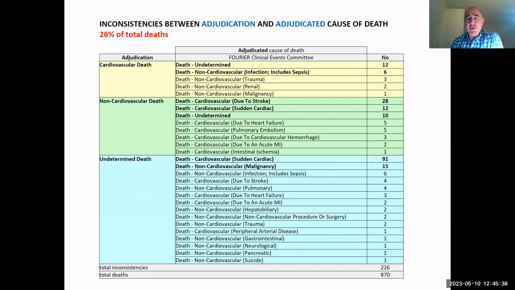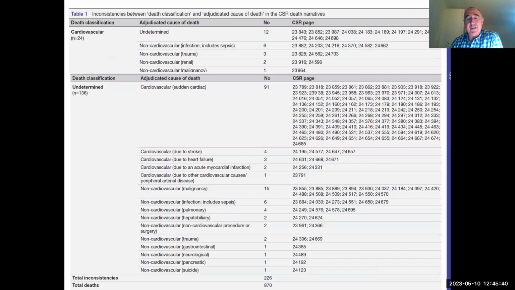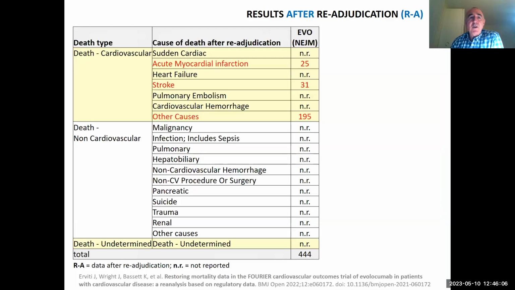And we published all this in the British Medical Journal article, and we included, you can see in the right column, information about the clinical study report page where all this information can be found. So everybody can double check, go through the clinical study report, go to this page, and see that we're telling the truth.